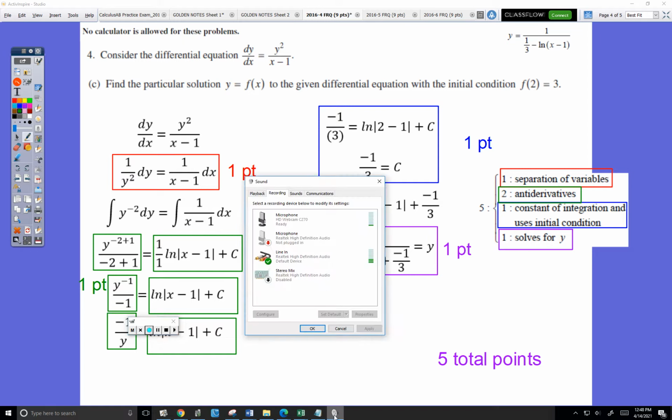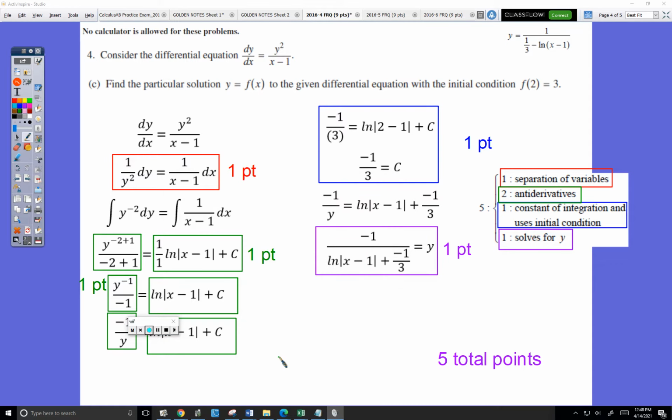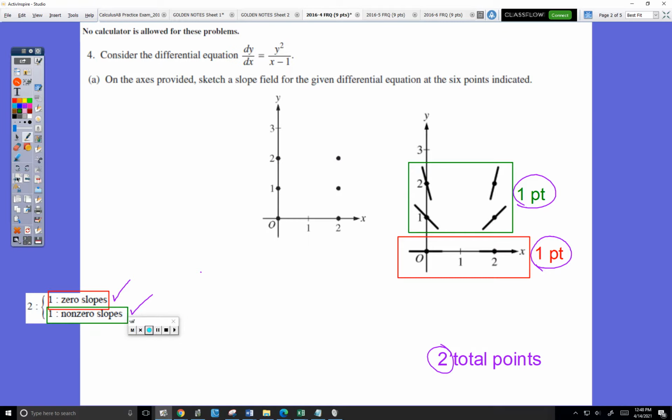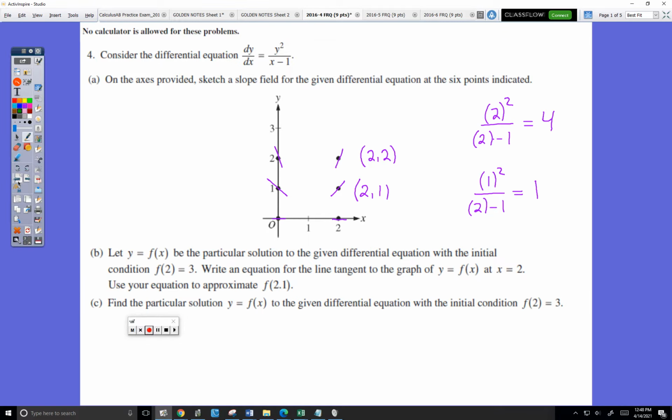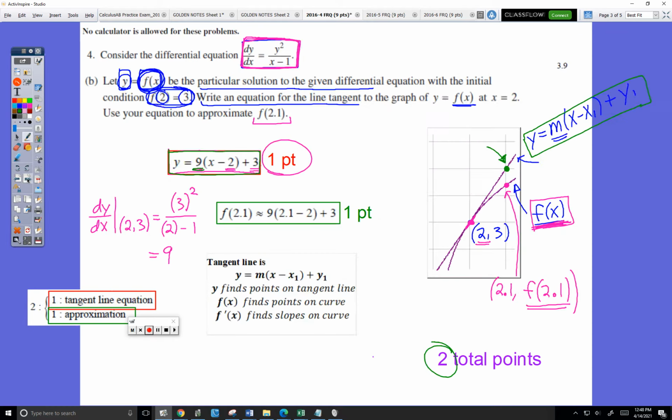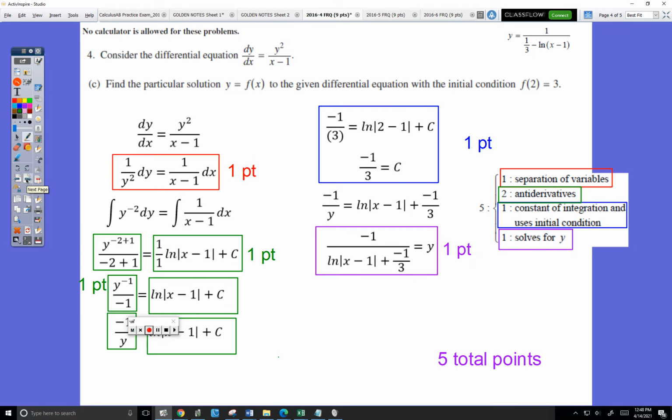Okay, 4C. 4C says find the particular solution. So just like we outlined over here in part A, I guess I erased it. They give you the differential equation. The differential equation is a formula for calculating the rate or the tangent slope of some other formula.